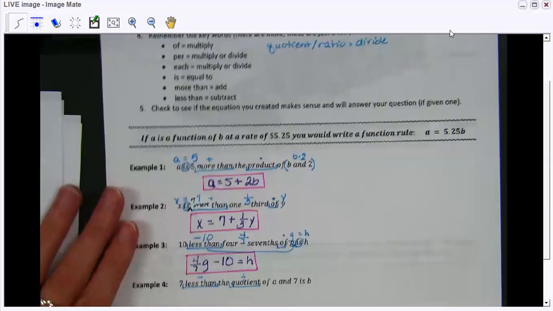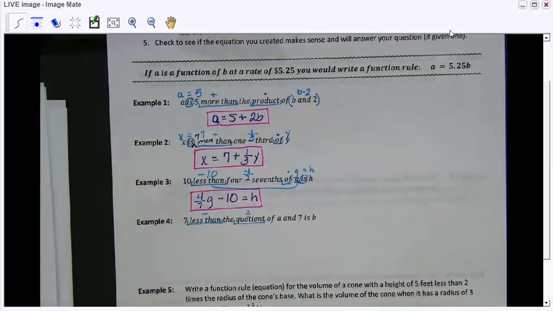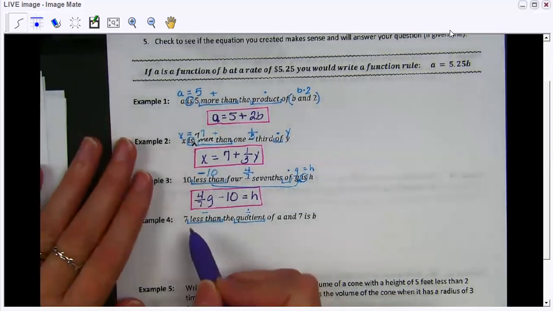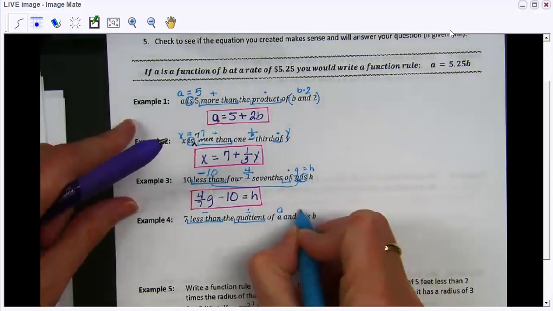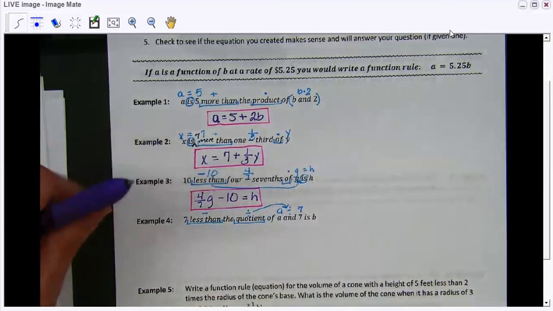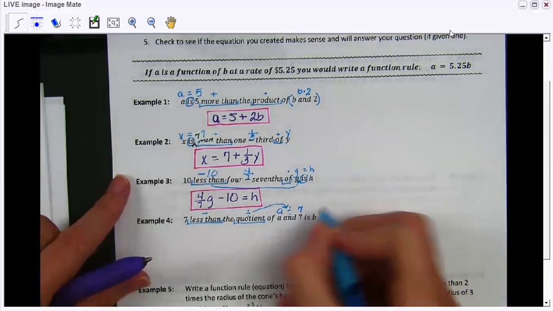So what I want you to do is try to do this one on your own. If you're watching the video, go ahead and pause it because I'm going to keep going, and then try it and see if your answer matches mine. Okay. So I have 7 less than the quotient of A and 7. So quotient, that goes right here, A and 7. Now in algebra, we don't write the division sign. We write division as fractions. And so we'll do that when we write our final answer.